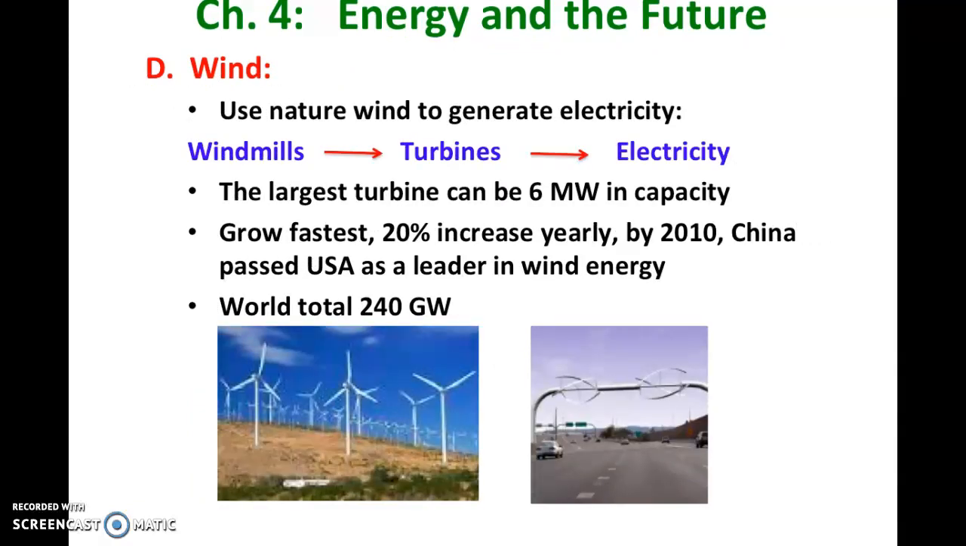Winds are also a good clean energy source. It uses windmills to drive turbines and generate electricity. The largest turbine can generate electricity at a rate of 6 megawatt. Wind has the fastest growth, at a rate of 20% increase yearly. In the world total, wind power is 240 gigawatt in capacity.